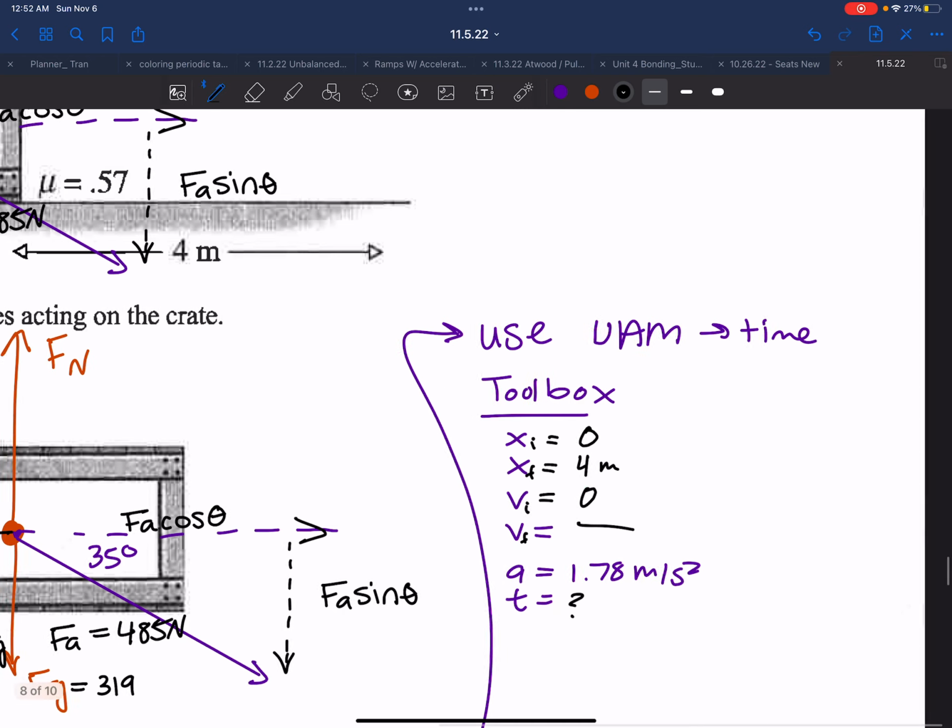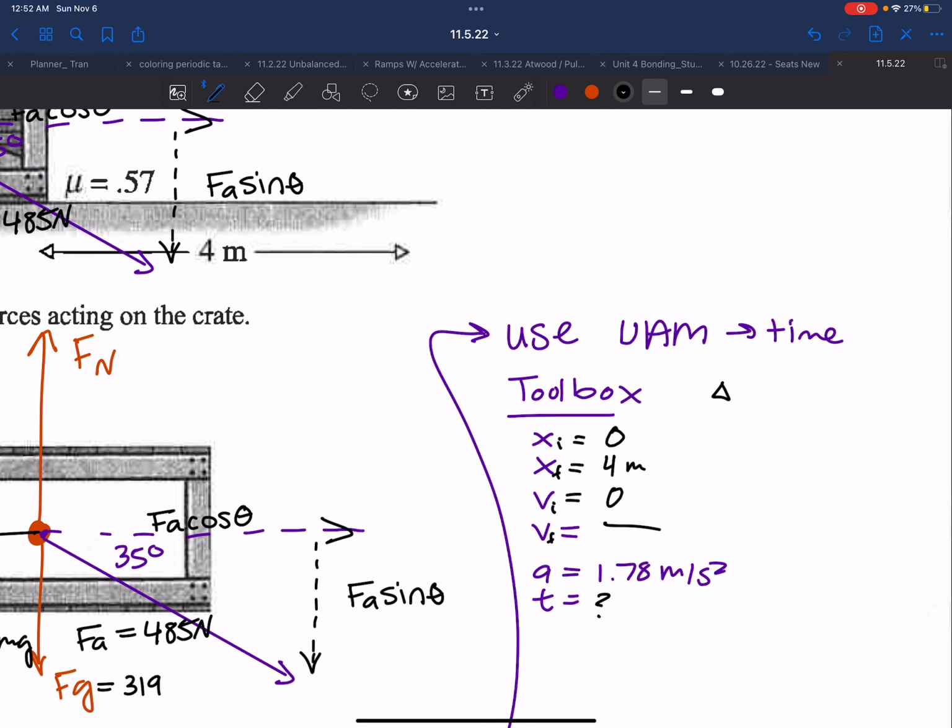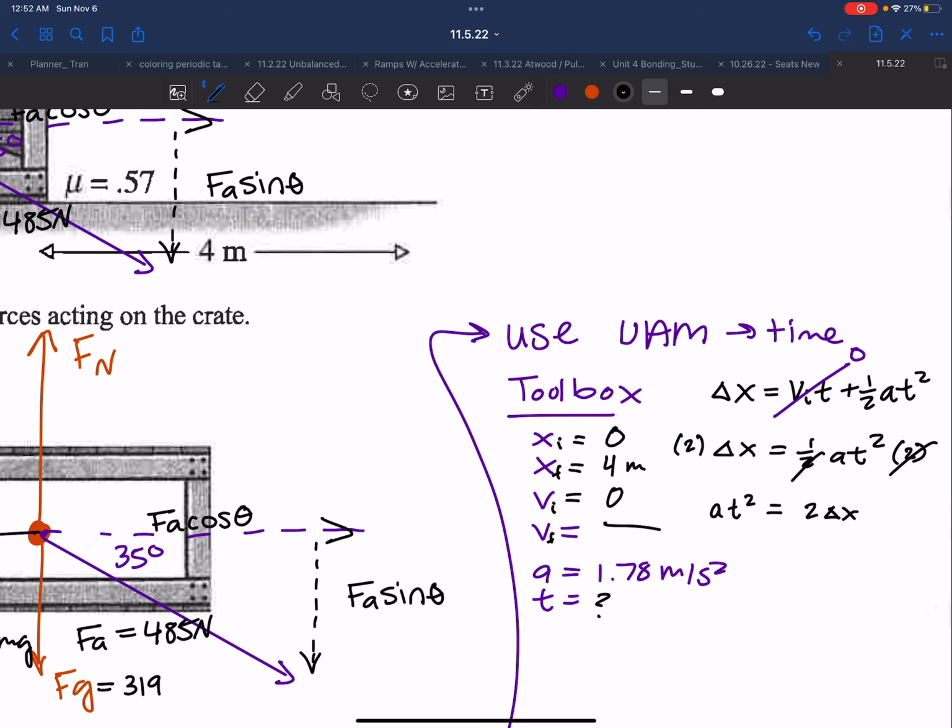So now we can use our equation that has time in it but doesn't have final velocity, because we do not know those values. I know that my initial velocity is going to end up being 0, so I can use this equation. I'm going to solve for this algebraically. You can multiply by 2 on both sides, so these two cancel out, and then a t squared is equal to 2 times change in x.